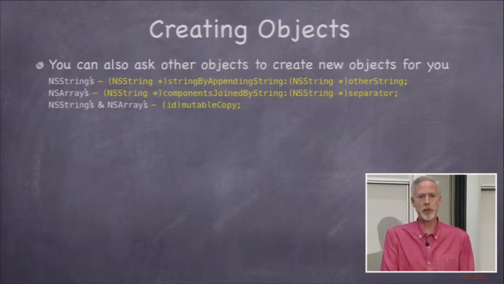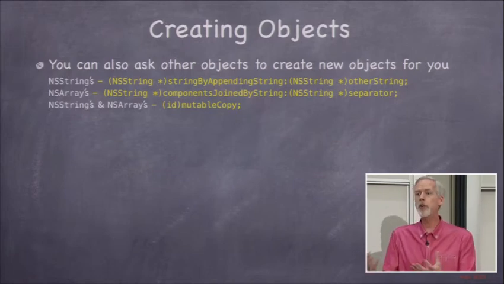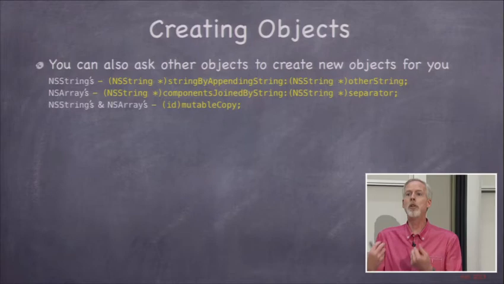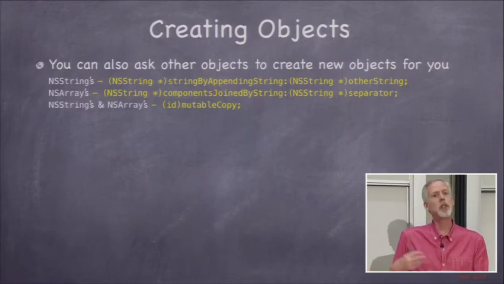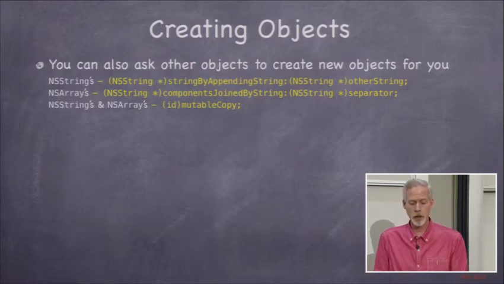You send it to another string, you give it a second string, and it will create a new string for you. Since strings are immutable, NSString is immutable, it creates a new string that is the string you sent it to with the one you passed as an argument added on, right? So there it's creating a new object for you, okay?